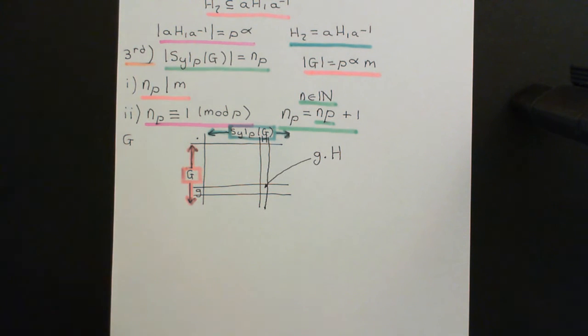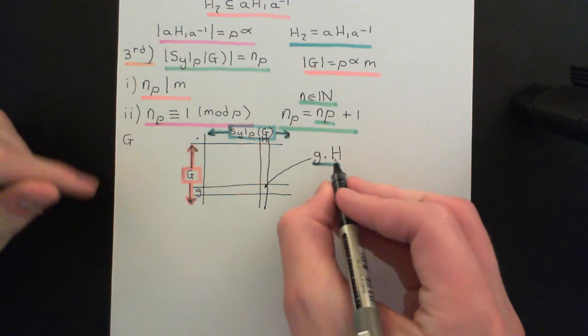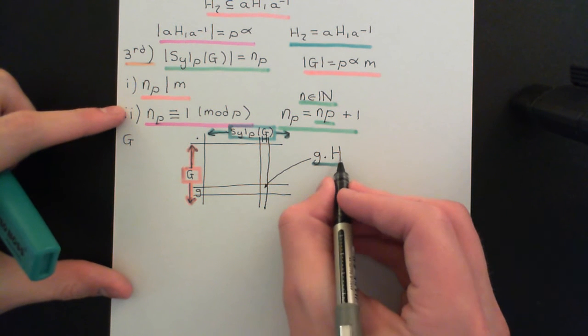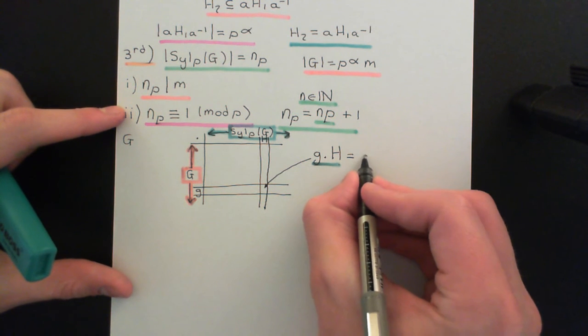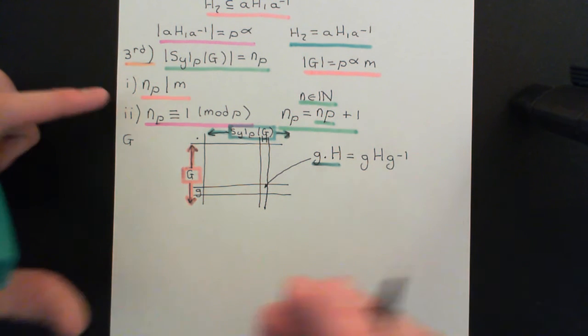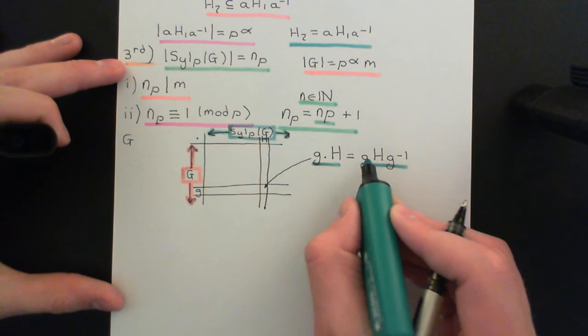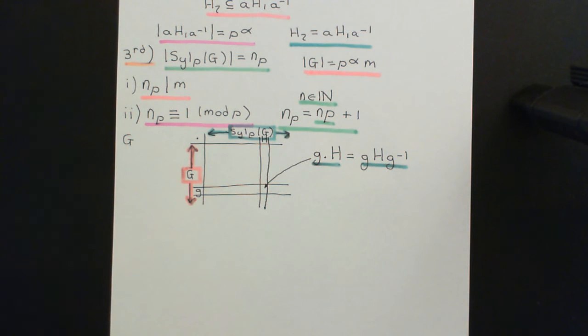The way we're going to define this is we're quite simply going to define it as the conjugate of the Sylow P subgroup capital H by the element little g. So this is going to be gHg inverse. Conjugate all the elements of the Sylow P subgroup by little g, get a new Sylow P subgroup. And that's going to be your answer.